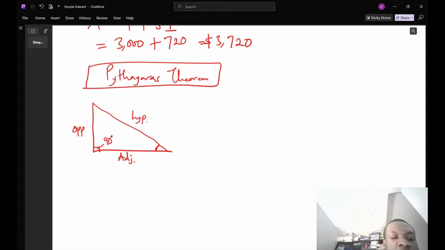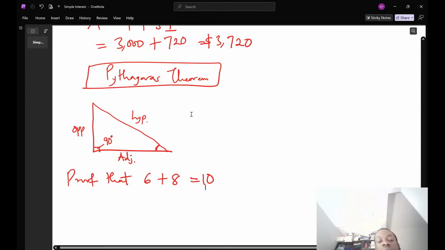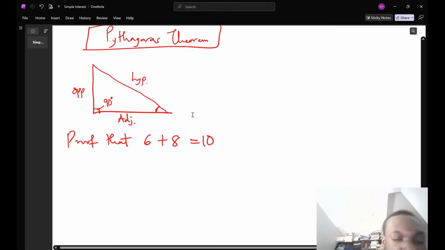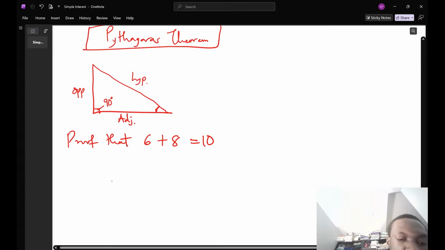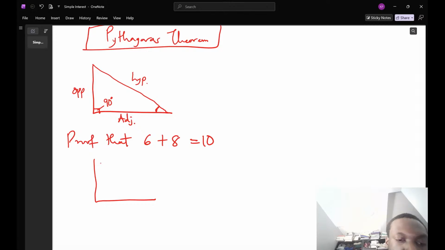So now we can be given a question: prove that 6 plus 8 is equal to 10. We already know that 6 plus 8 is equal to 14. If we want to prove that it is equal to 10, we can prove this by Pythagoras theorem. Sorry, let me draw it properly. Let's assume this side is 6, this side is 8. We are looking for x.